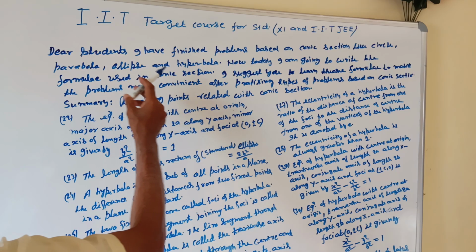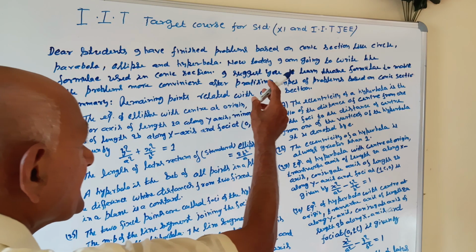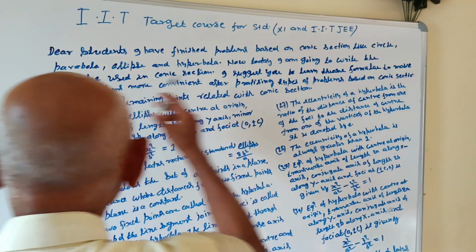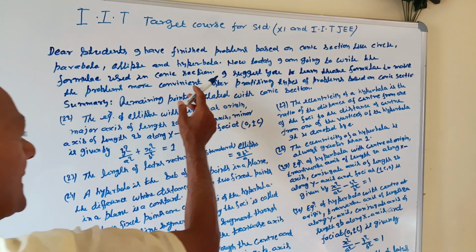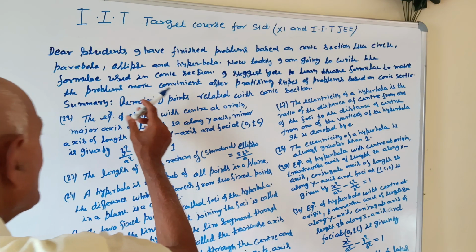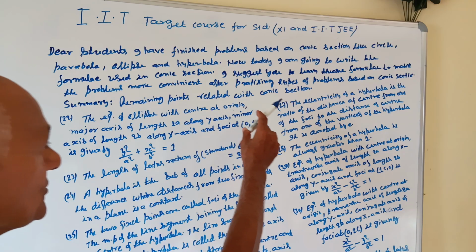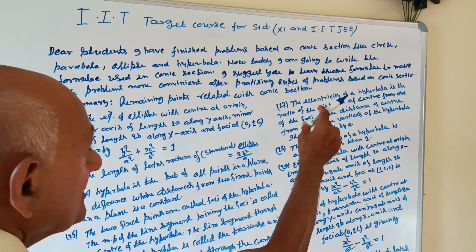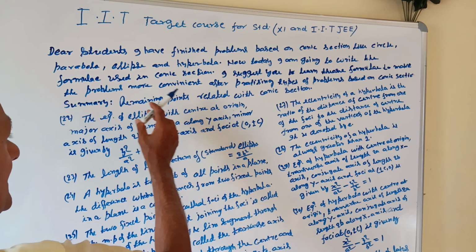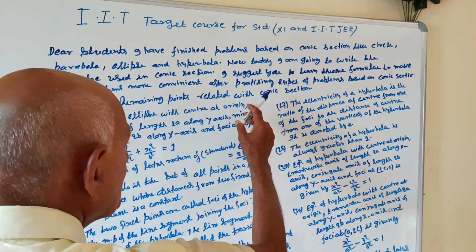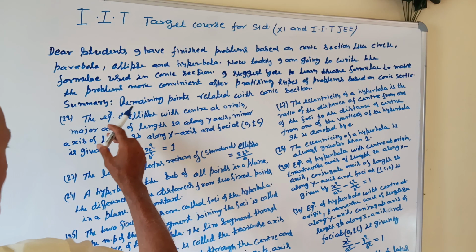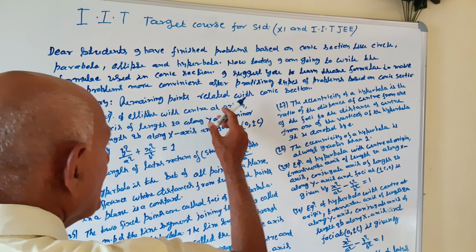Dear students, I have finished problems based on conic sections like circle, parabola, ellipse and hyperbola. Now today I am going to write the formulas used in conic sections. I suggest you learn these formulas, which make problem solving more convenient after practicing types of problems based on conic sections. Summary: remaining points related to conic sections.